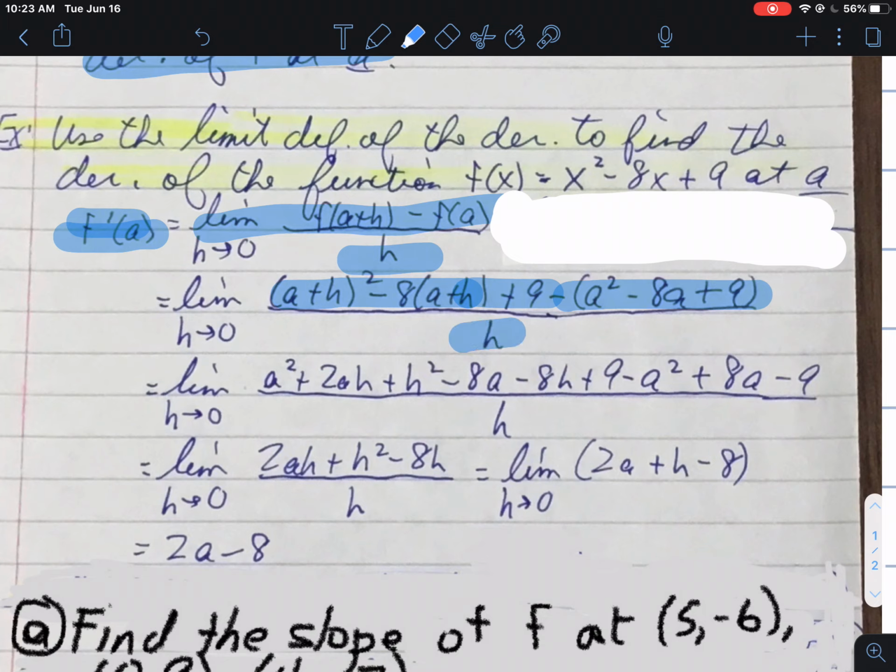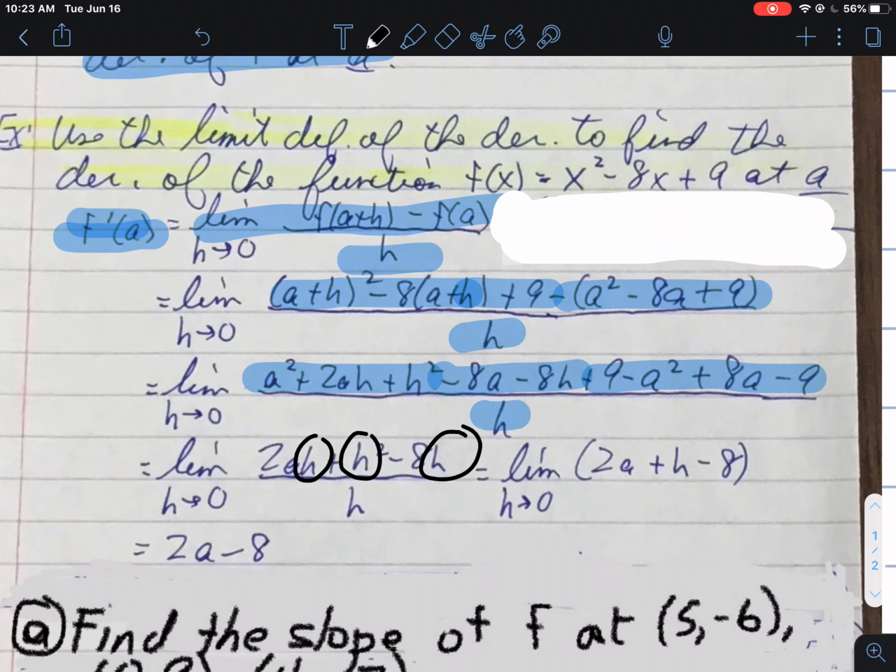After that, again, it's simplification. So there's the a plus h squared, minus 8a minus 8h, distribution of the negative 8, and then the distribution of the negative through that last piece, minus a squared plus 8a minus 9. And you combine a bunch of like terms there. Notice what should happen, as we said, I should be left with nothing but terms that contain an h, so that you could then factor that h out of each of those terms, divide it out with the h in the denominator, and I'm left with 2a plus h minus 8.